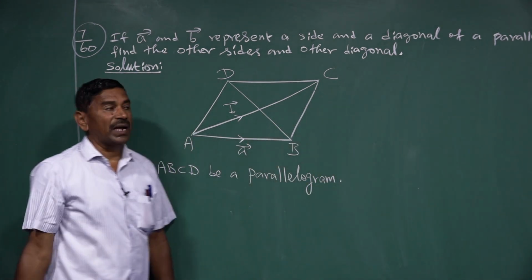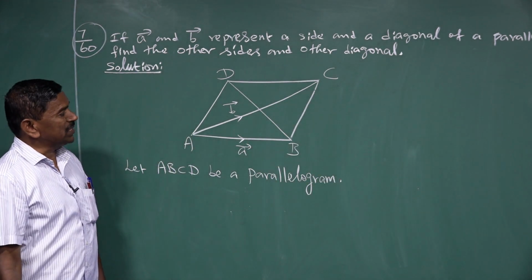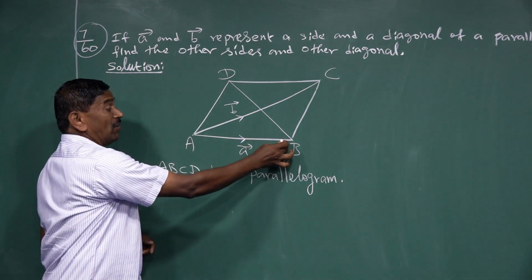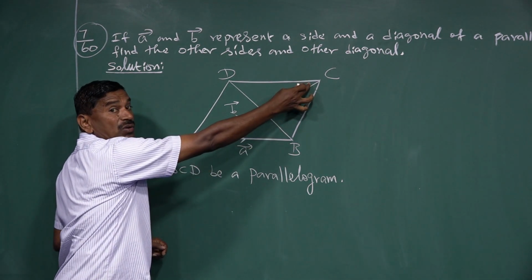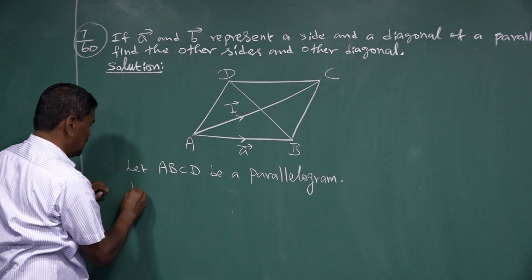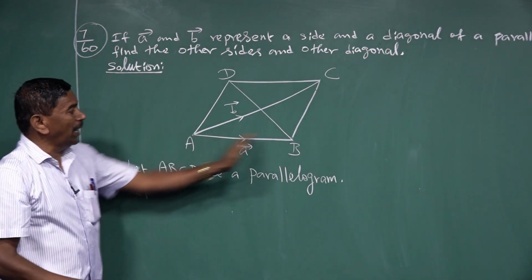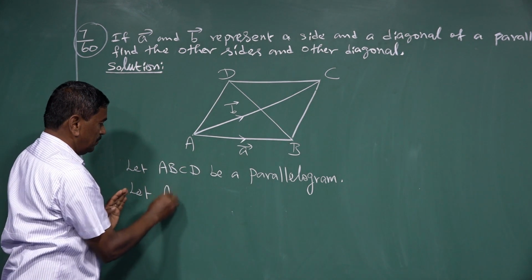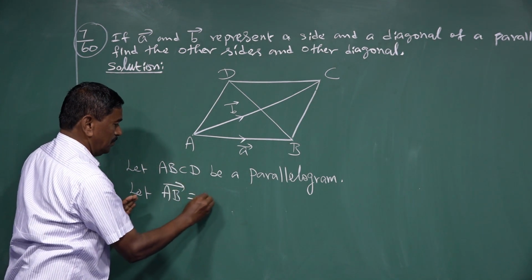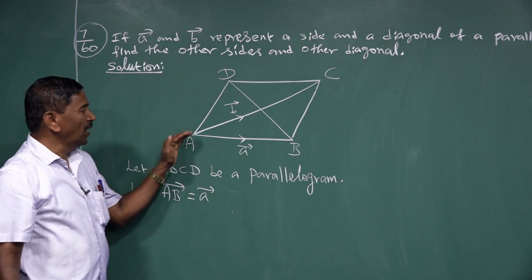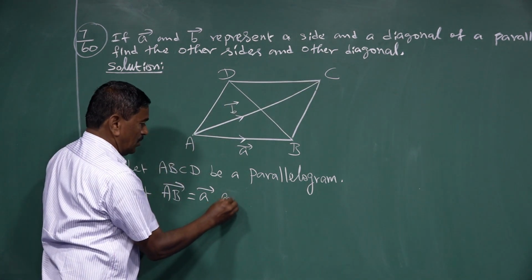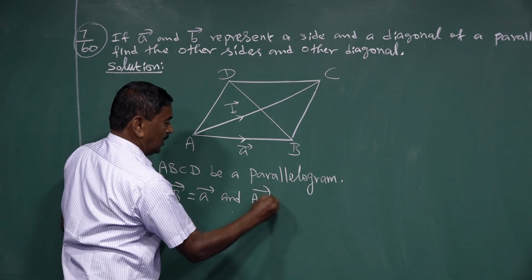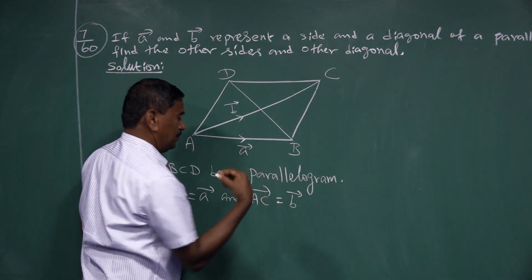Let ABCD be a parallelogram, in which let vector AB be equal to vector a. Next step, let vector AC be equal to vector b.